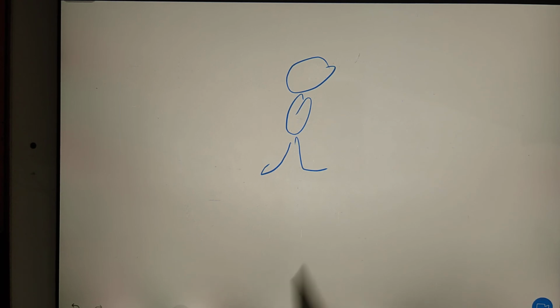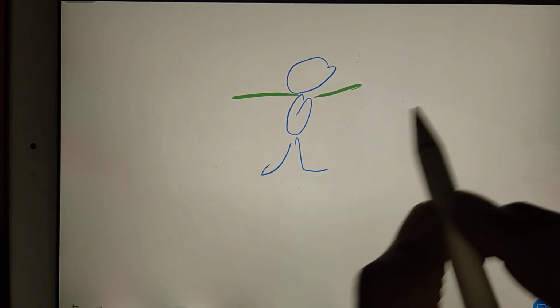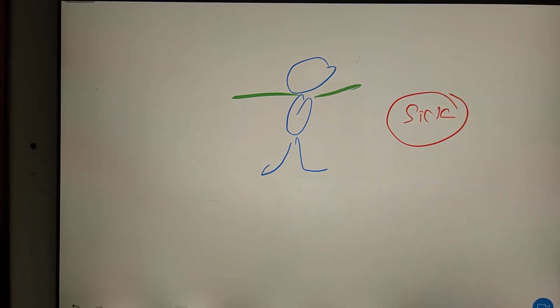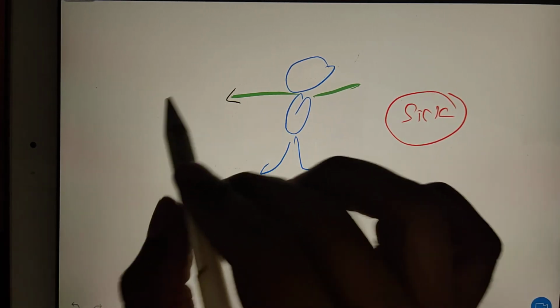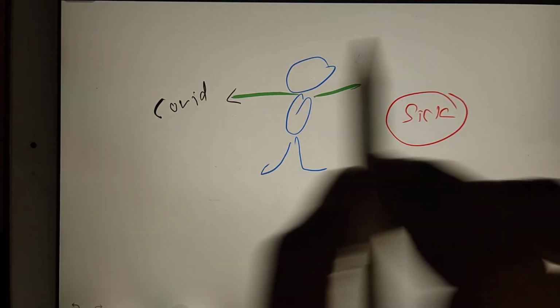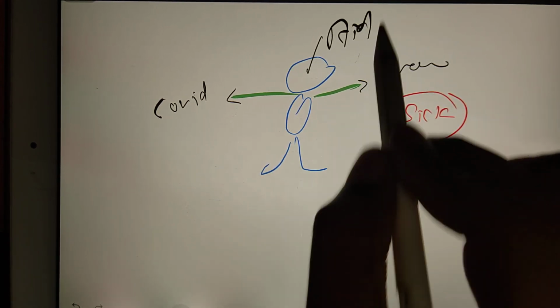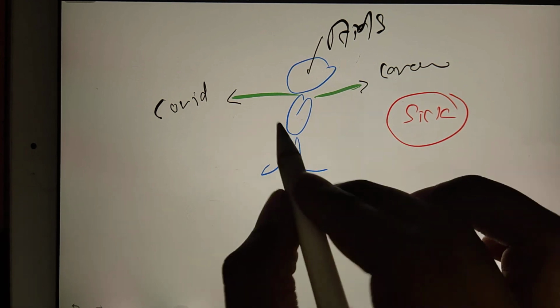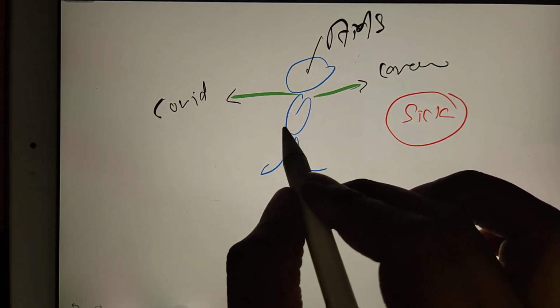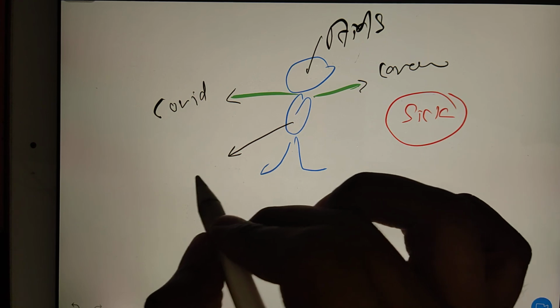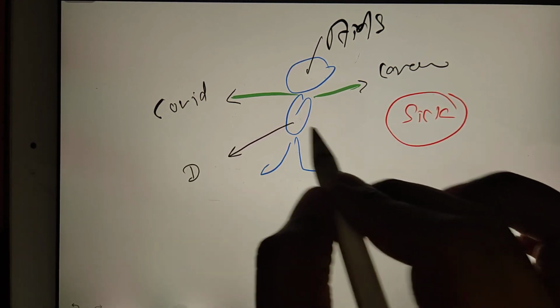So see, actually, what is theory of failure? For example, just because I got interested, that's why I'm teaching here. Suppose you have a person. This person is sick. And suppose this person is having COVID, suppose this person is having cancer, suppose this person is having AIDS, some other dangerous disease, some other disease.